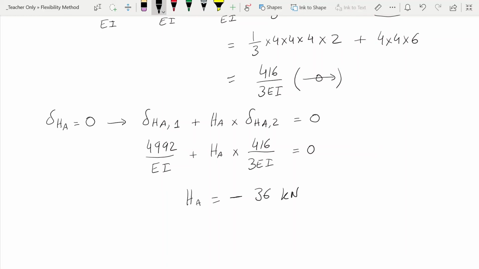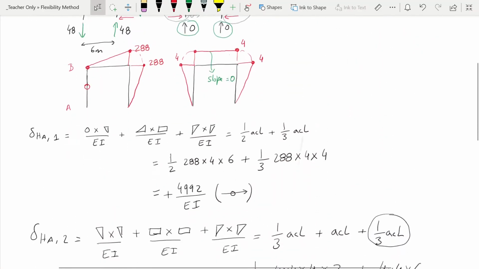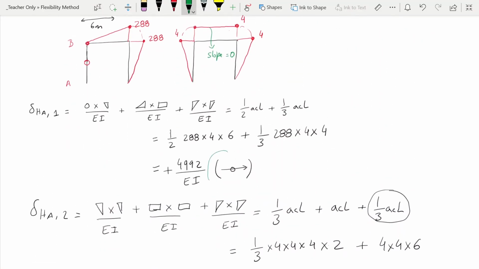And the meaning of this minus just means that whatever we assumed in the beginning, and we're assuming always to the right, that means the reaction goes to the left, which again makes sense because without the support, the structure wanted to move to the right. So what the support is going to do is push this displacement back to 0, and that force therefore needs to be to the left.